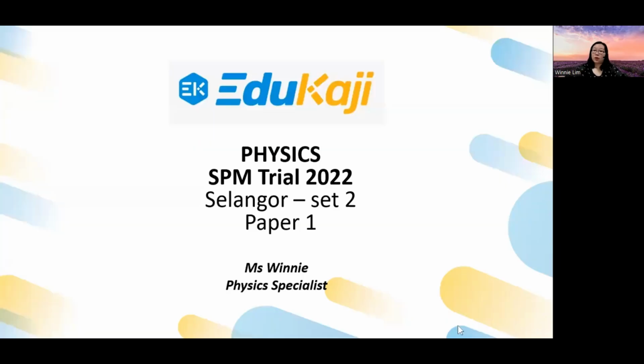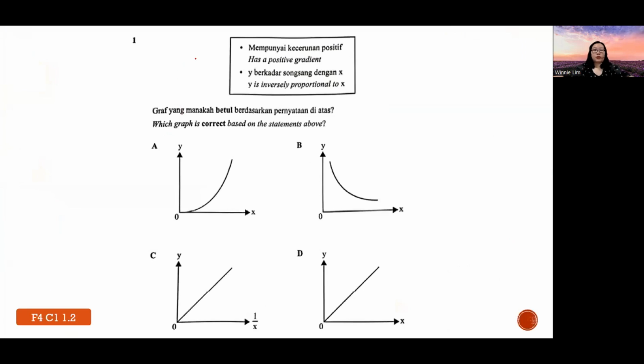Today we'll discuss Physics SPM Trial 2022 Selangor Set 2 for Paper 1. For the first question, which graph is correct based on the statement above? There are two statements in the question. One, the graph has a positive gradient, and number two, y is inversely proportional to x.